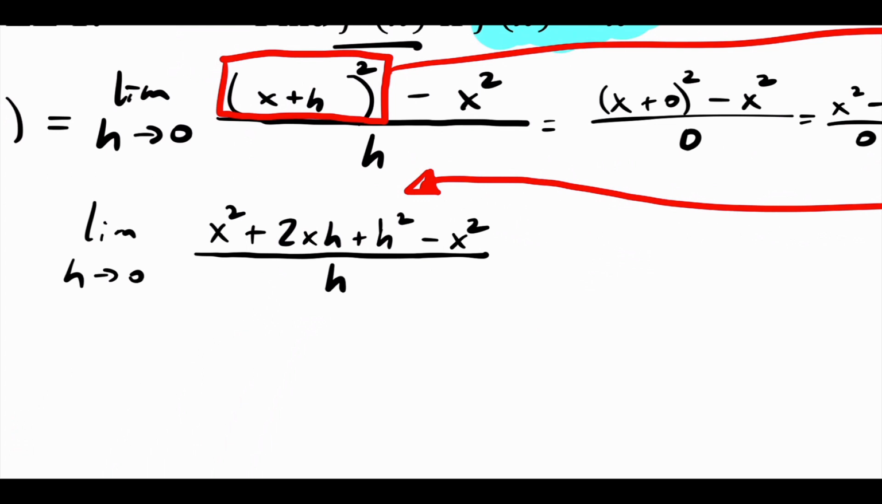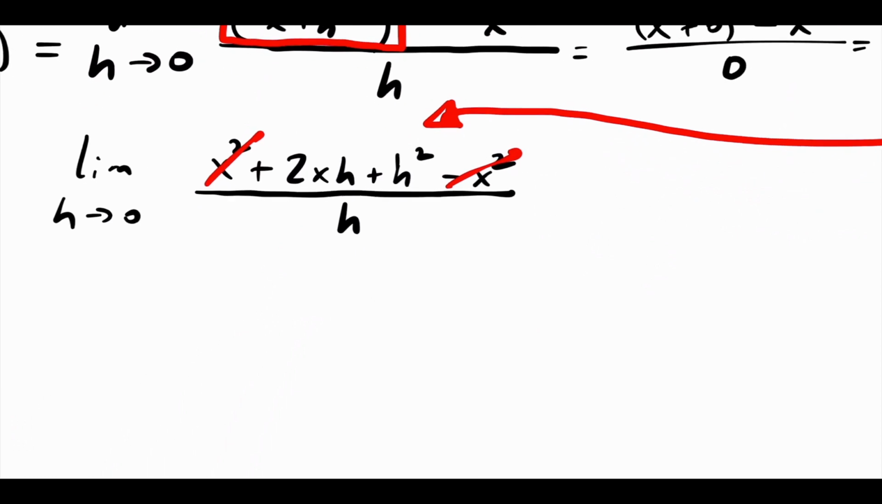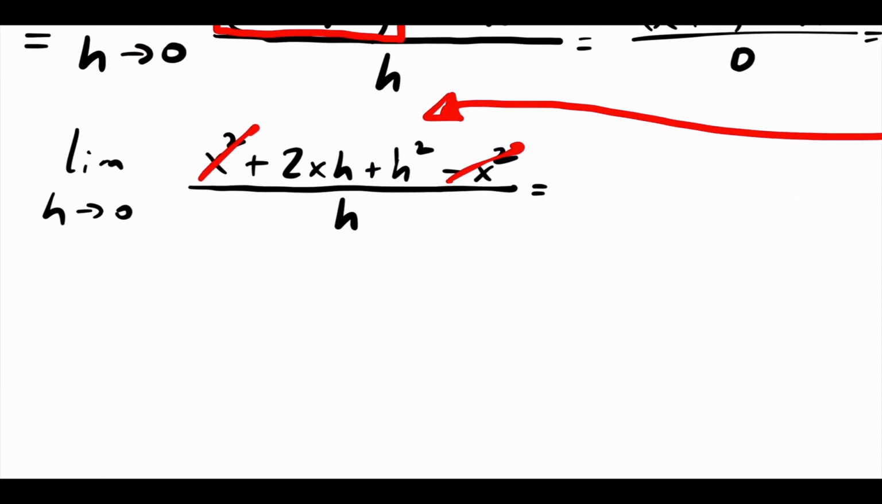So what can I do now? The x squareds are going to cancel out, right? Because there's a positive one and a negative one. So let me try plugging in 0 now. Plug in 0 everywhere there's an h. So on top, it's 2x times 0 plus 0 squared over 0.